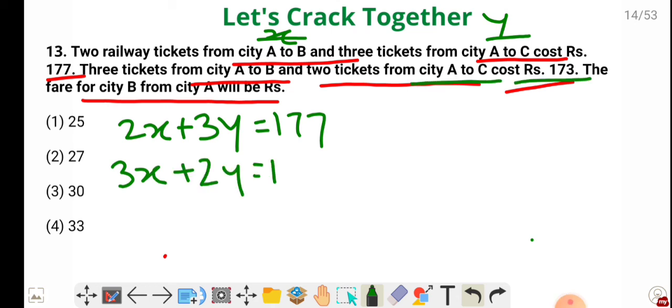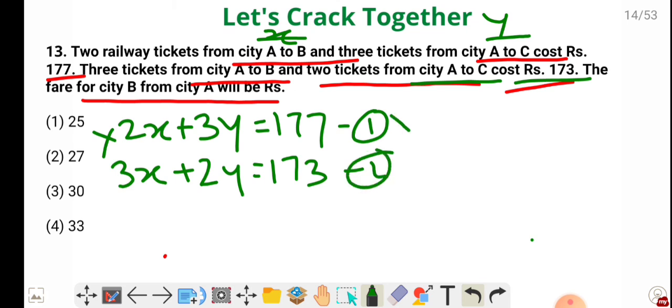This type of question we have mostly solved in school times. What do we have to do here? Just cancel x or y. To cancel, we have to multiply the first equation by 3 and the second equation by 2. Now if we multiply, what will be the answer?